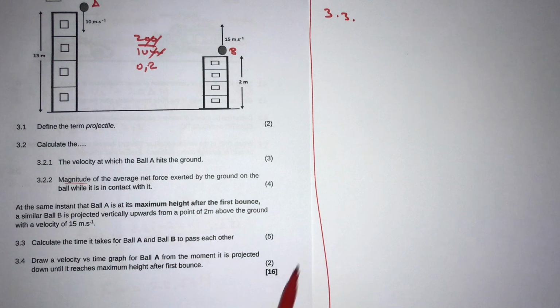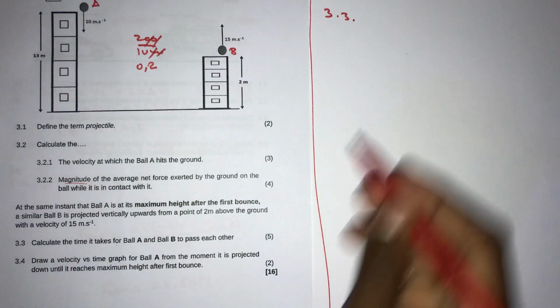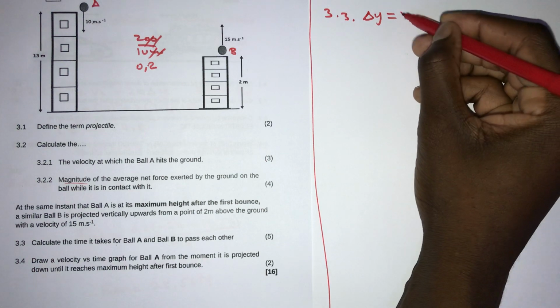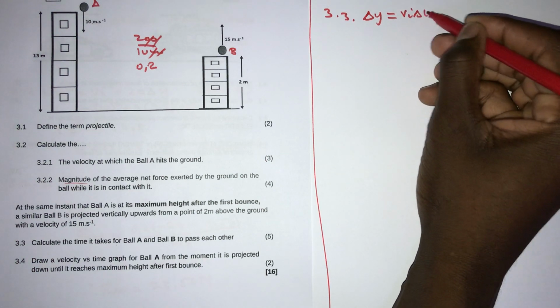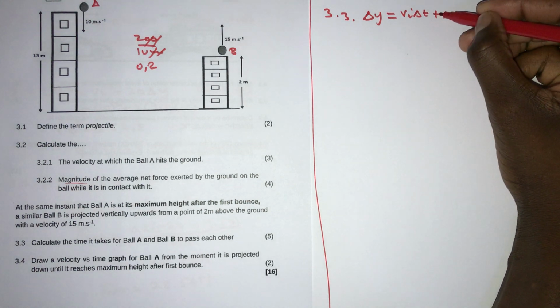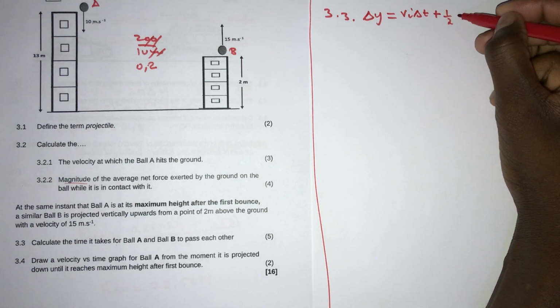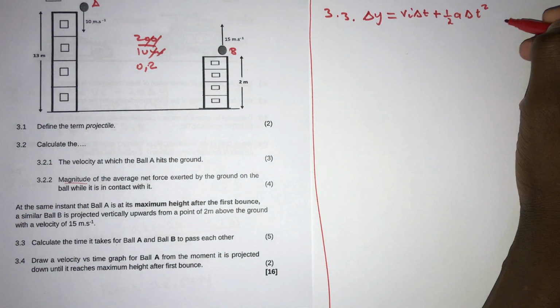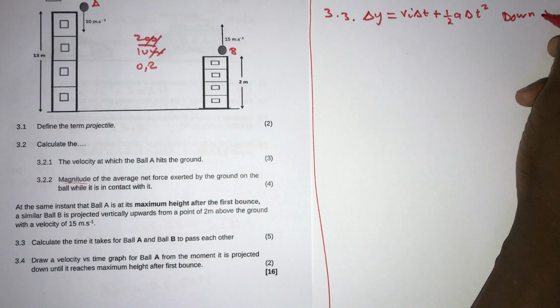So we should calculate the time when they pass each other. Since we have two balls here, once you are given two balls, there's only one formula that you are going to use. Change in y is equal to V initial change in time plus 1/2 A change in time squared. So this is the only formula that you must use as long as you are dealing with two balls. So now, let's take down as positive.